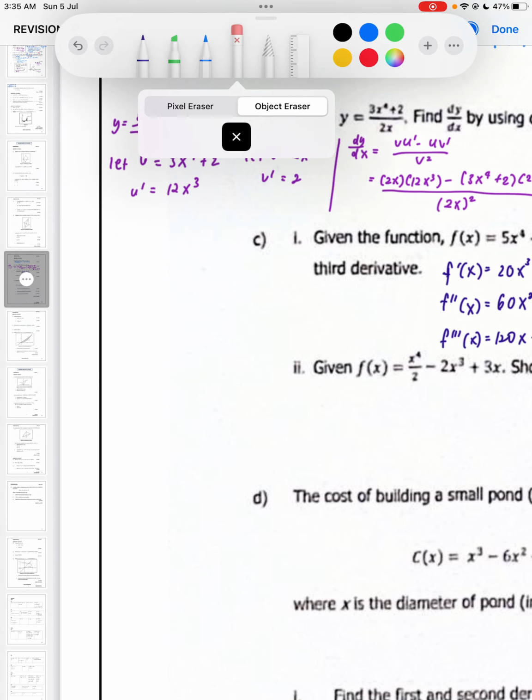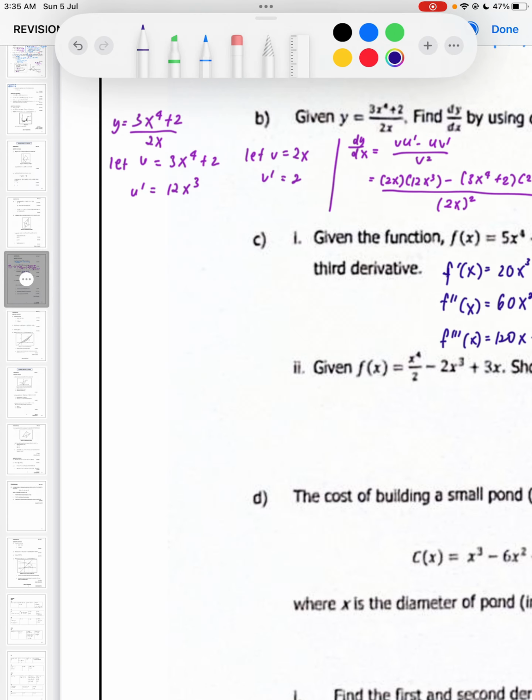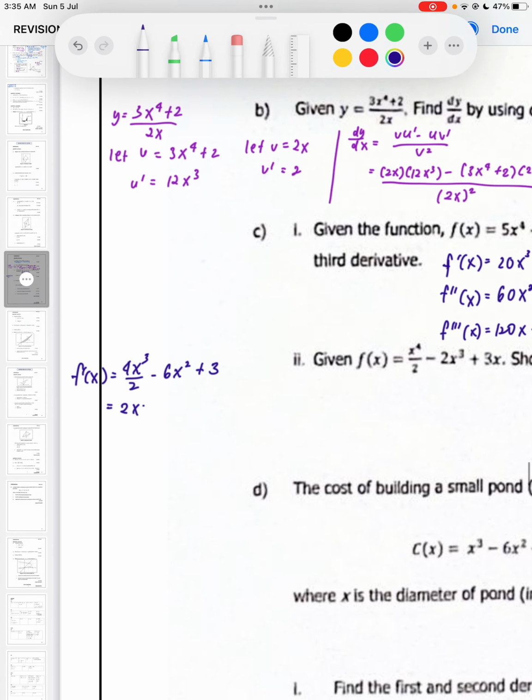What I like to do first is bring the x upwards normally. But in this case, it's just the normal x to the power of 4 over 2, so I won't do that. I'll just differentiate: it's going to be 4x cubed over 2, later I will simplify it, minus 6x squared, and then plus 3. So it's basically 2x cubed minus 6x squared plus 3.